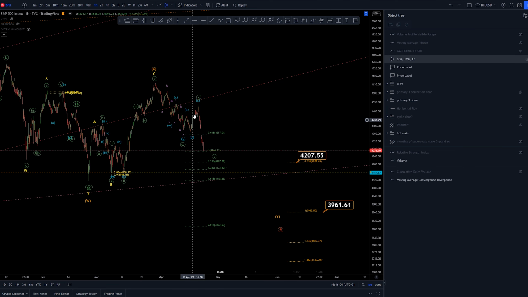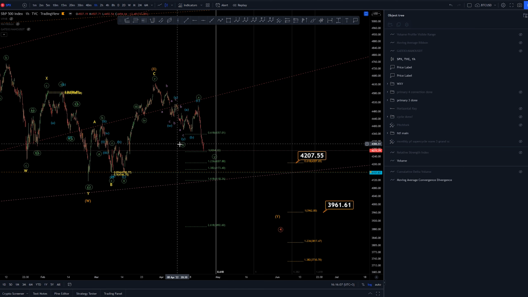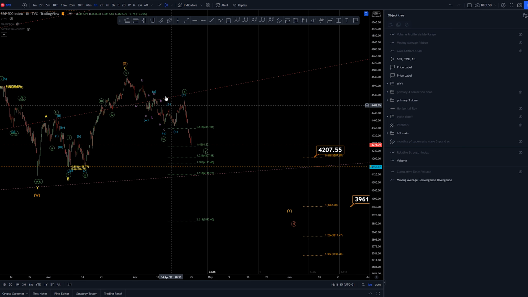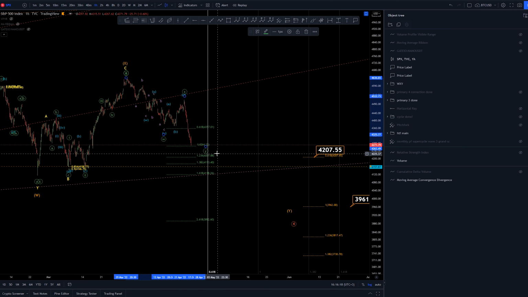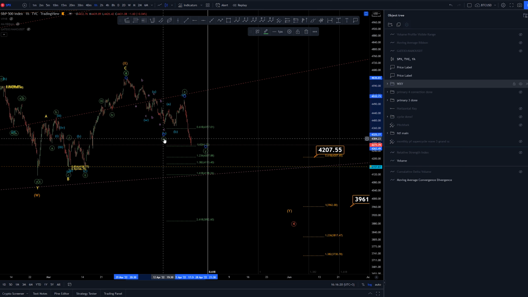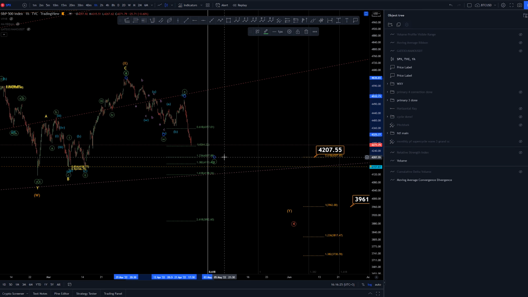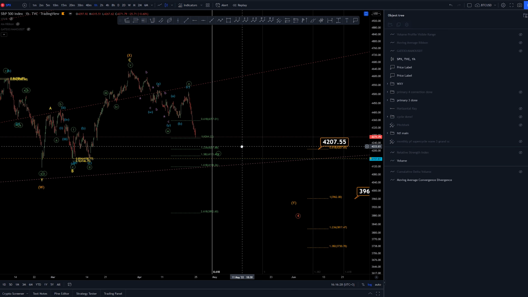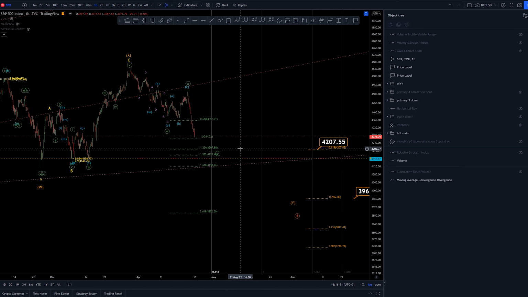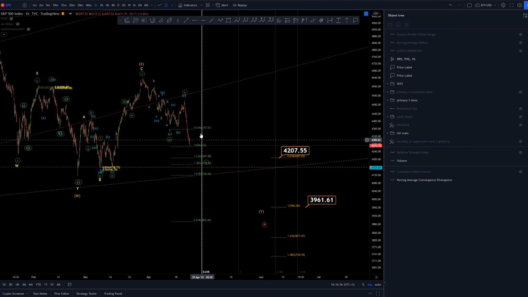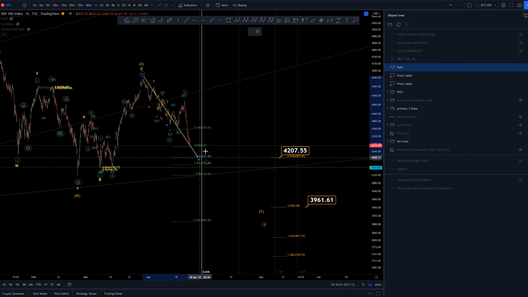I've labeled this as a WXY as I couldn't fit any kind of a 5-wave structure into this first bit here. I could only fit some kind of 3-wave structure or a combination of 3-wave structures in here onto this first wave of a W. So I would be expecting this wave Y to come down here to the 4,200 area before heading higher. Now again, that would be just the first leg of the overall structure here. At that point we would be looking something like this.